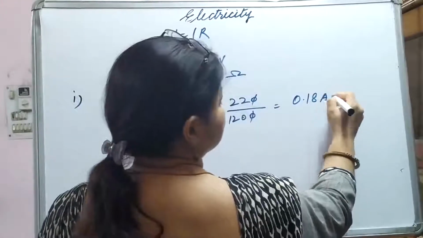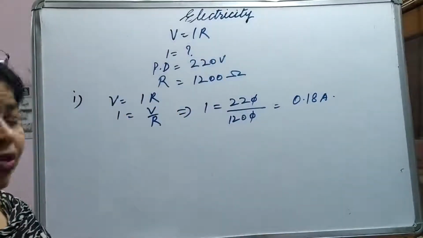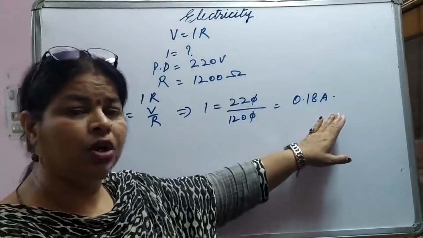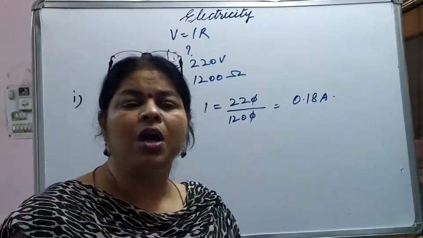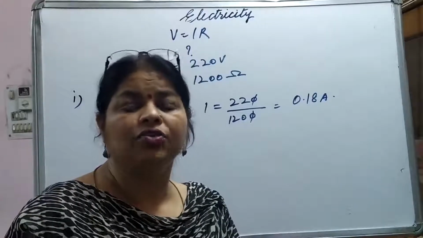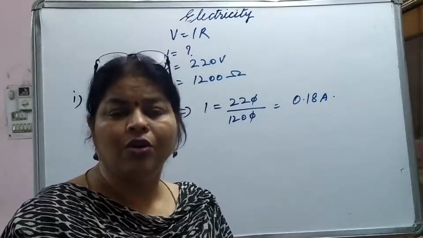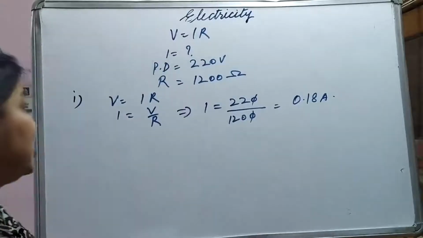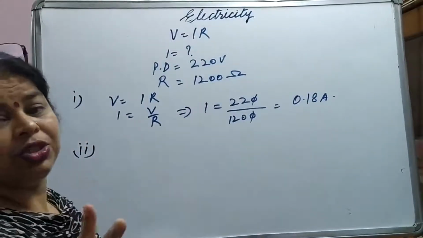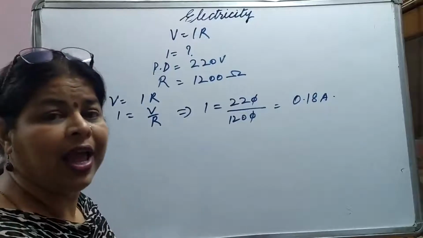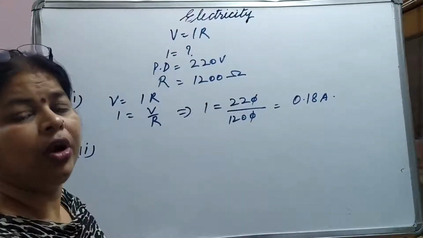0.18 amperes current. Okay, we have found out the current. On calculating, we are going to get this value. Now second question is, how much current will an electric heater coil draw? Again he is asking for the current.